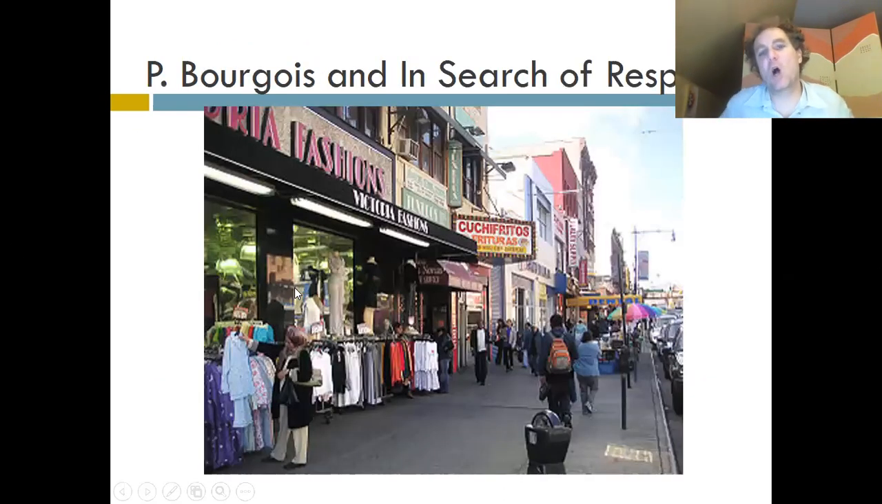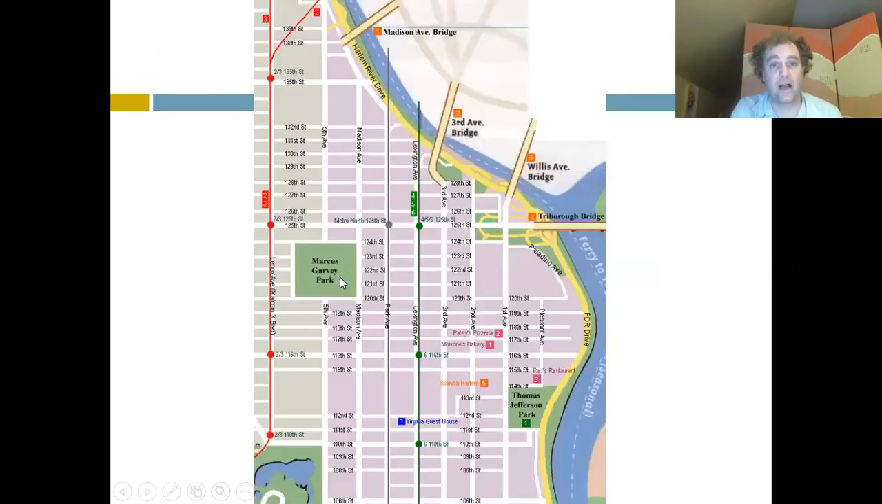Okay, so now let's talk about the reading a little bit, In Search of Respect. I picked this reading for a couple of reasons. First, it's a great example of an ethnography. It's a great example of a thick description, right? What we have here is Bourgois really giving an in-depth account of the lives of these people living in East Harlem and selling crack cocaine, right? That's their job, right? And so there's a couple of features there that highlight some of the things I mentioned, right?